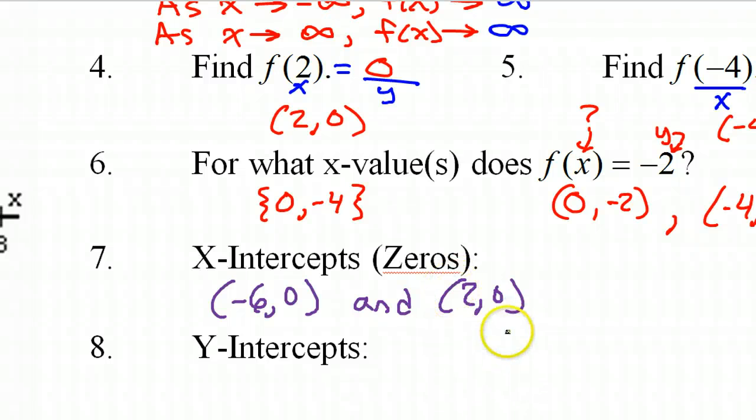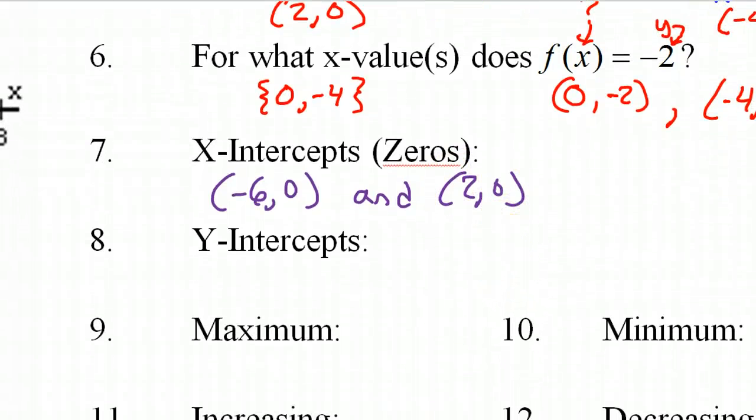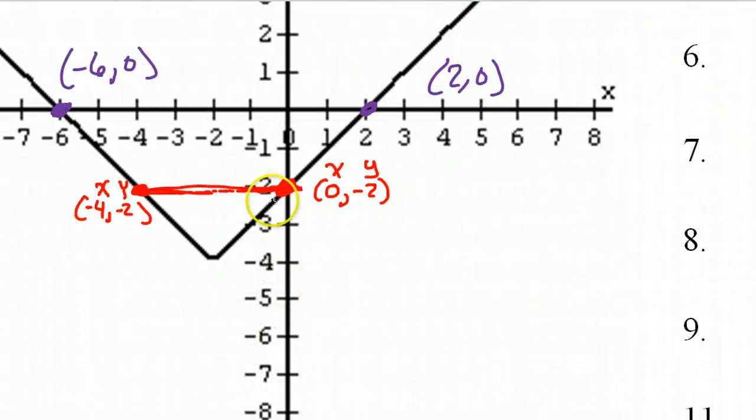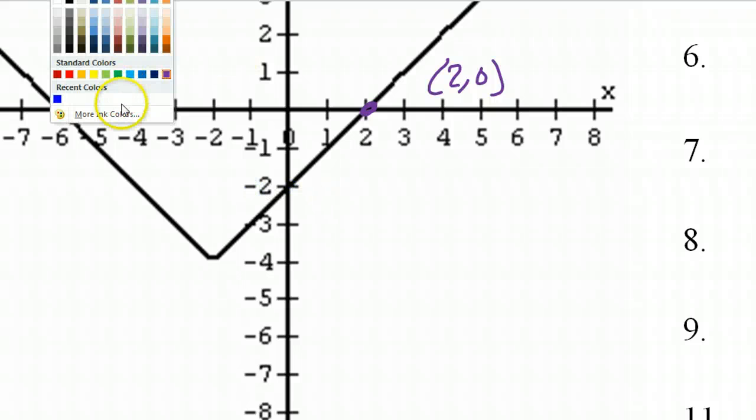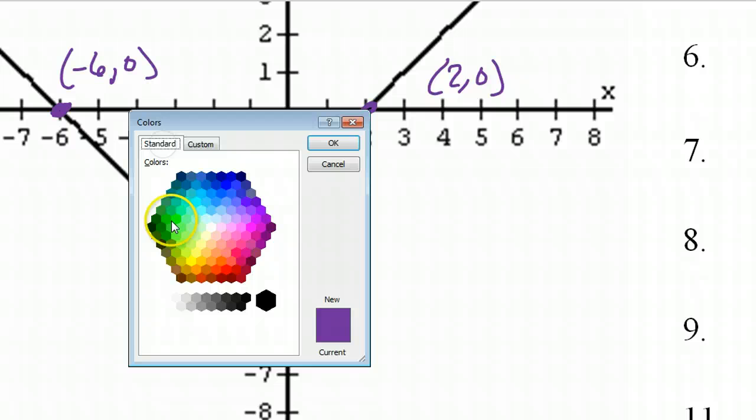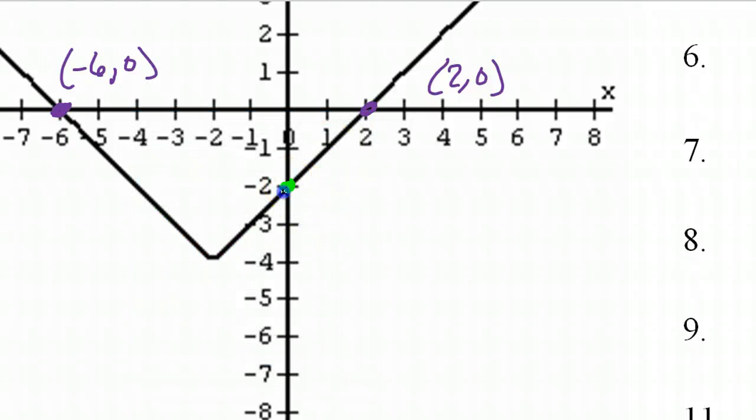Also known as zeros. Now, what about the y-intercepts? Well, the y-intercept is where the graph touches the y-axis. And so this is the y-intercept right here. The y-intercept is 0, -2.